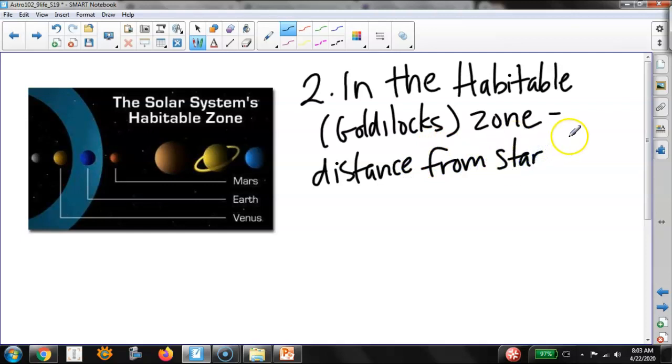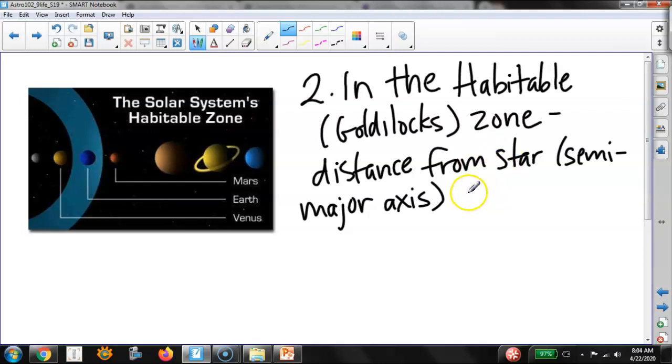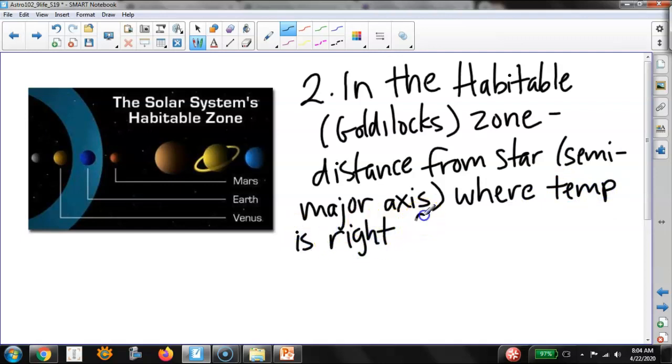Okay. And when we do our activity, we're going to call this the semi-major axis. That's just a mathematical term for how you find a distance from the center to the edge of an ellipse or an oval, because it's not the same everywhere. Okay, so the distance from the star, or the semi-major axis, where temperature is just right for liquid water.